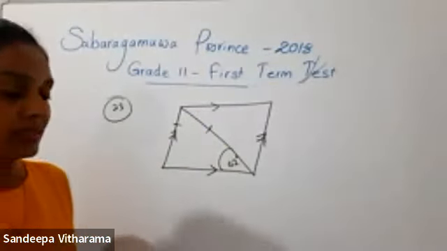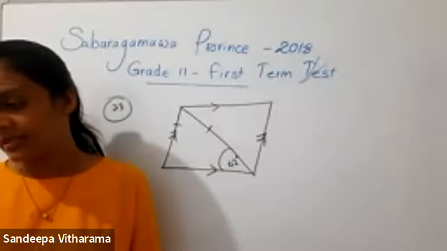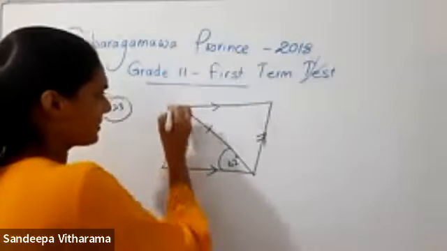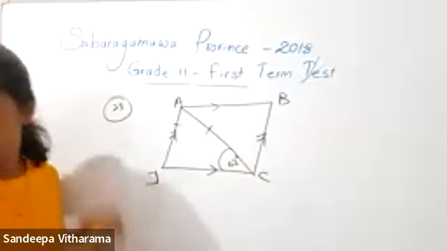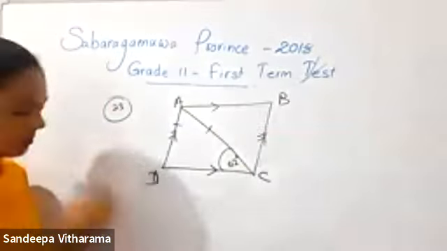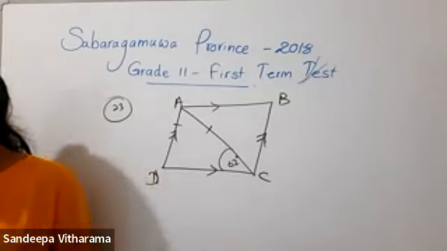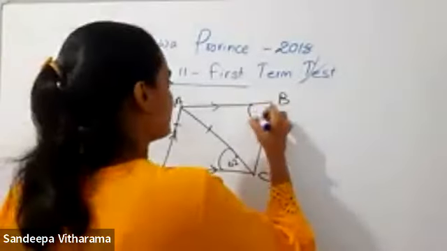In the parallelogram ABCD, AC is equal to AD, is given, no? ABCD, AC equals AD. Okay, then using the given information, find the magnitude of angle ABC. You have to find the magnitude of this.